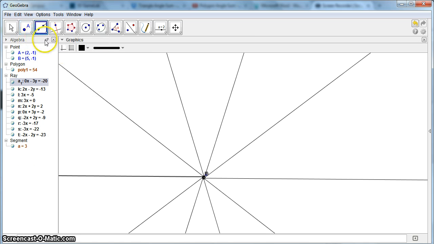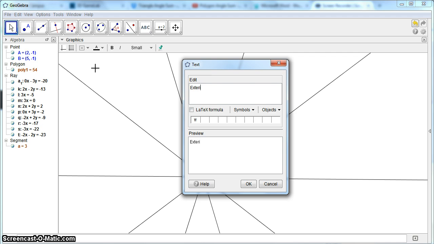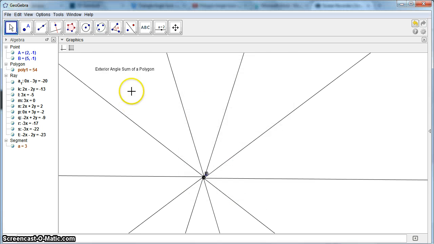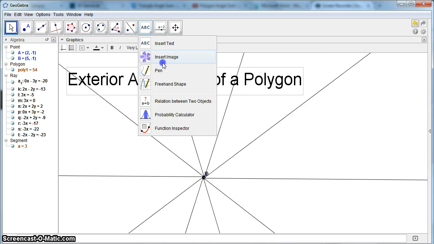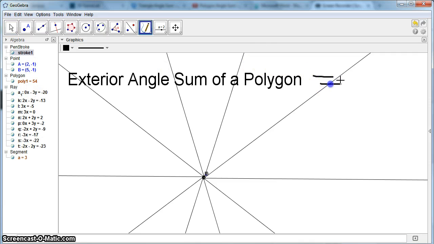So please make sure in your notes that the exterior angle sum, so I'll type this here. We'll call this the exterior angle sum of a polygon, okay, is always going to equal 360 degrees, okay? So that's nice.